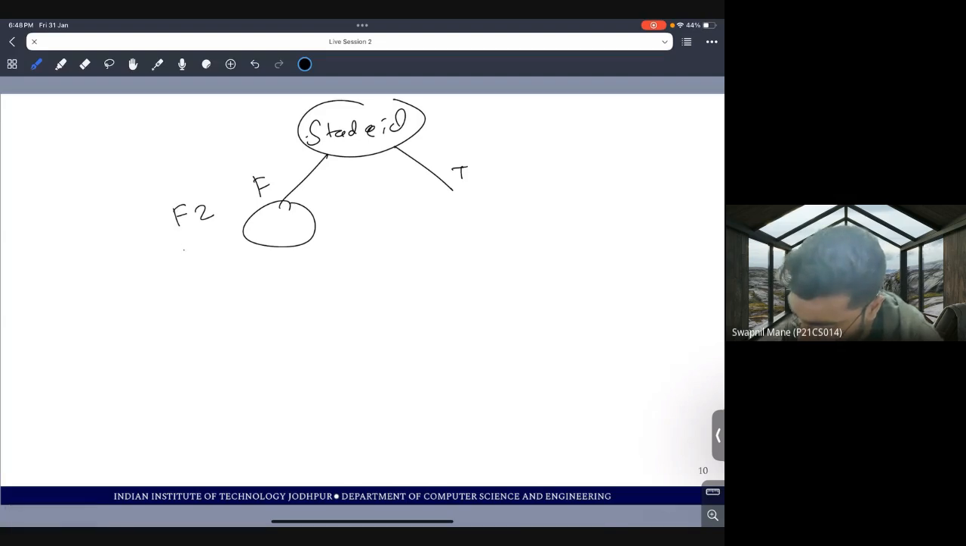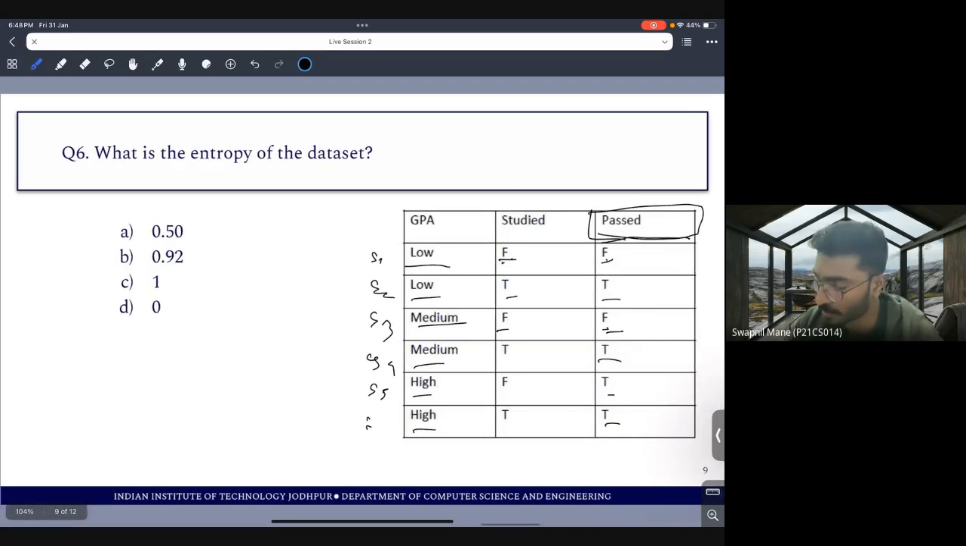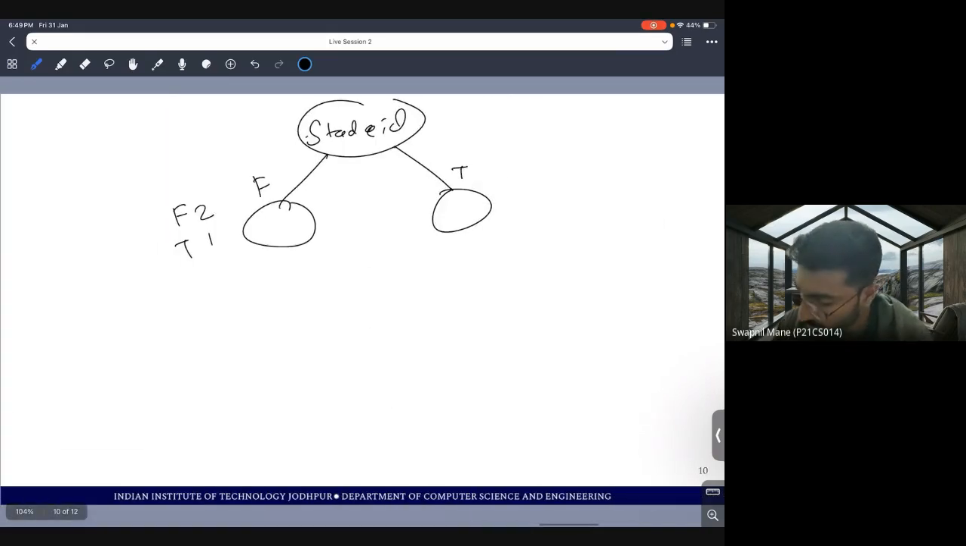Two students failed and one student passed, right? Let's take the case where the student studied. How many students passed here? Here it is passed, here it is passed, here it is passed, right? So three times the student passed here. So directly it is a pass, it is true, three students directly.